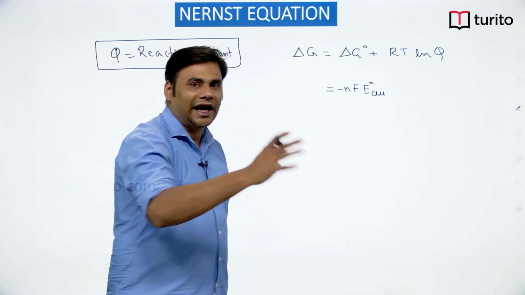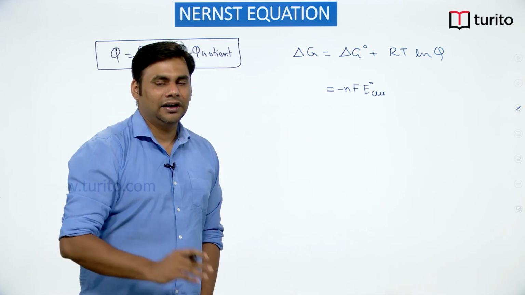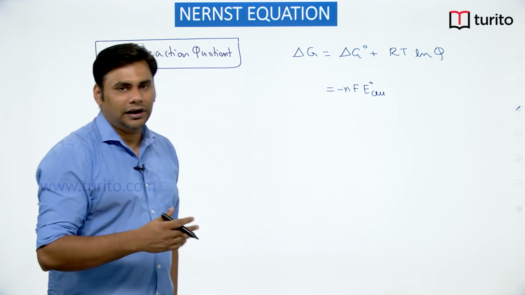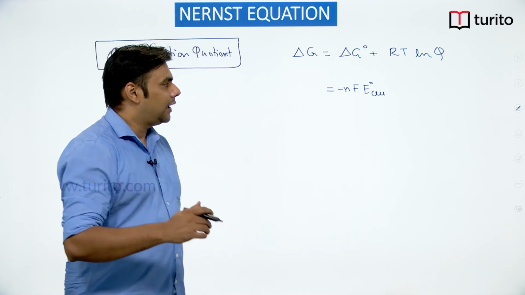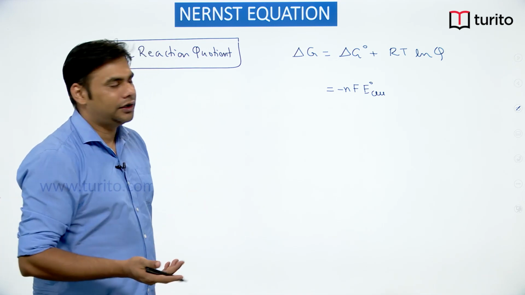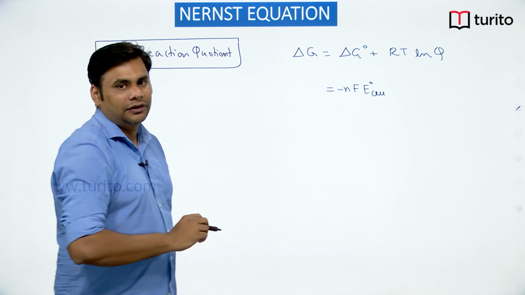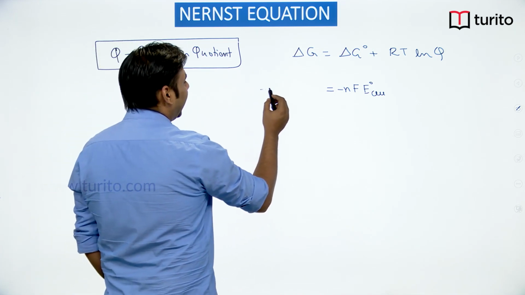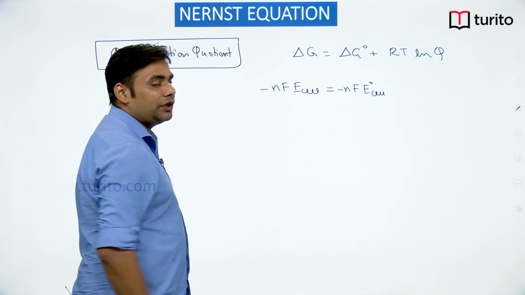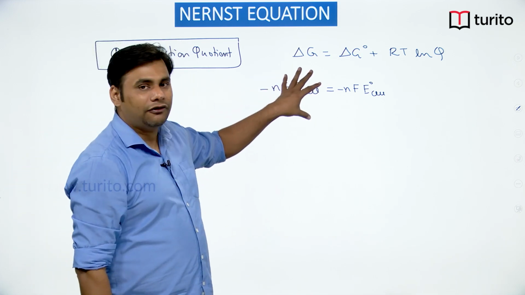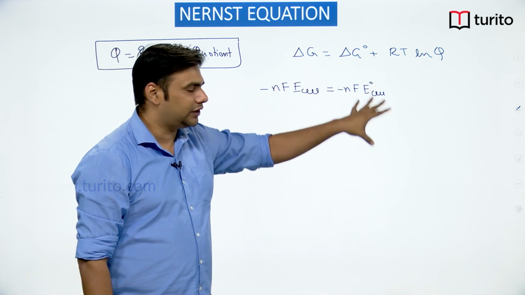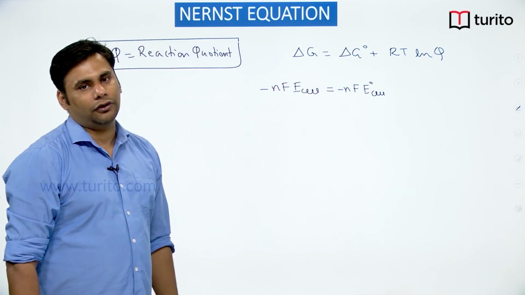If we take any other condition, where the temperature is not 298, or the reactants and products are not in their standard state, for example the concentrations are not 1 molar, then we have to express delta G differently. Delta G would become minus nF into E cell. E cell is the EMF of the cell at any condition that is not standard. E naught cell is the standard EMF of the cell.